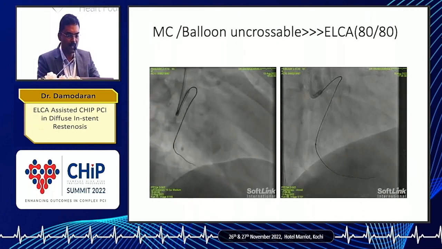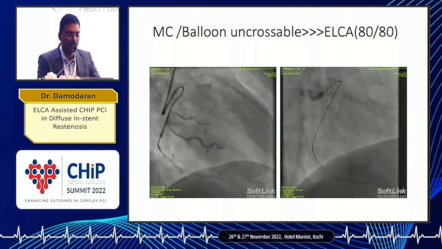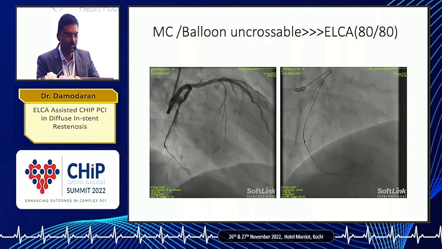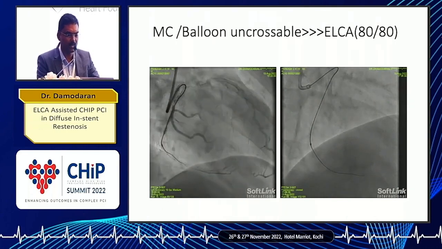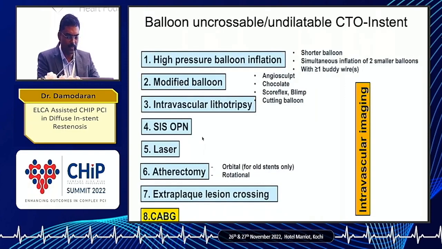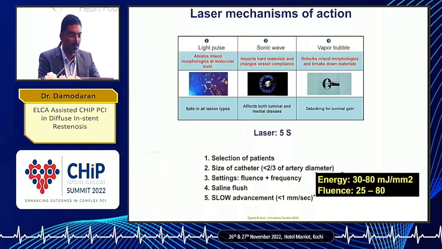Then ELCA was done, and as Deepak mentioned, with a very slow advancement, 0.5 millimeter per second, with up to 80. There are some off-label uses of ELCA within the stent. You can do it without saline, or by mixing with saline, you can also do it. This is all the theoretical part. I don't want to go into that.